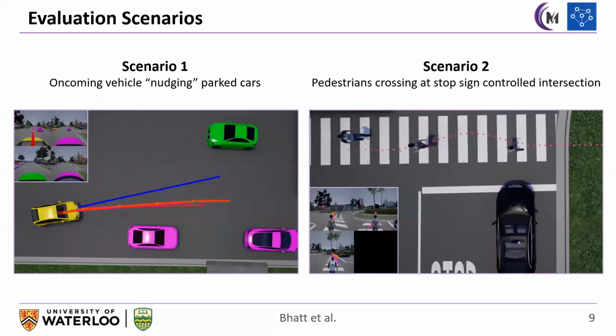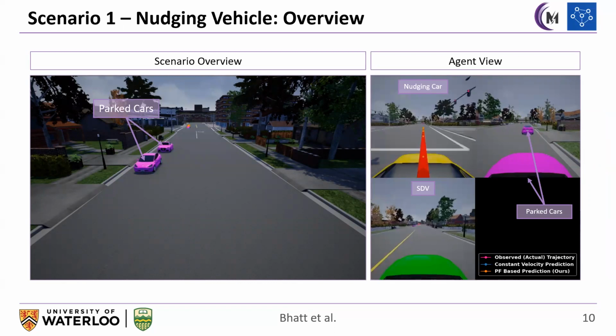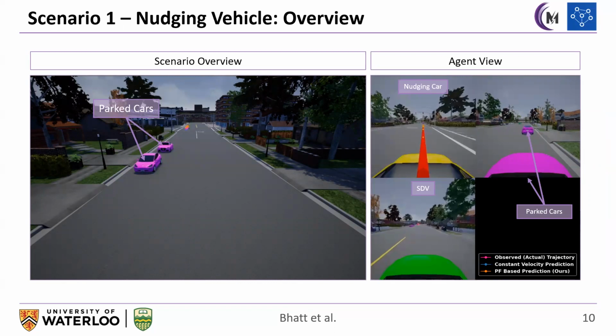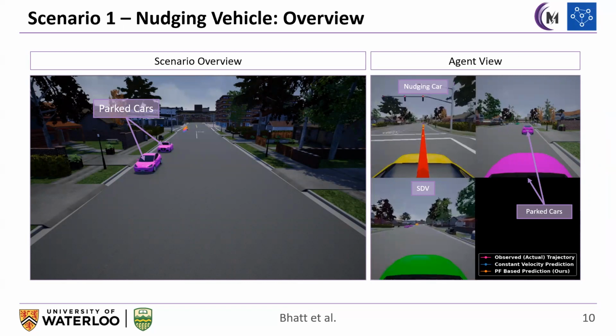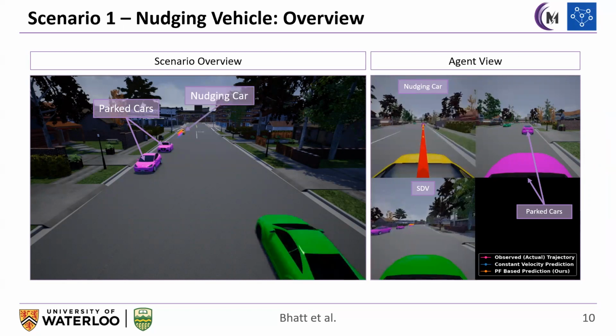To validate our approach, we tested in two scenarios, the first with an oncoming nudging vehicle and the second with multiple pedestrians at a crosswalk. Note that in both scenarios, the self-driving vehicle is the one in green. Starting with the first scenario, we have an overview video on the left and agent views on the right. We have two cars parked on the road, and we have the nudging car approaching in yellow, which is opposite to the direction of travel of the self-driving vehicle. Note that these vehicles can also be seen in the agent view.